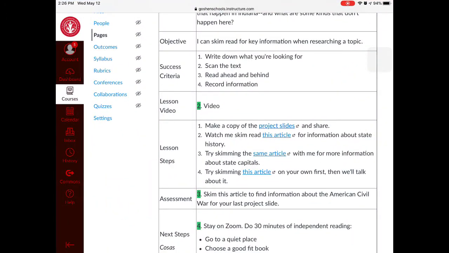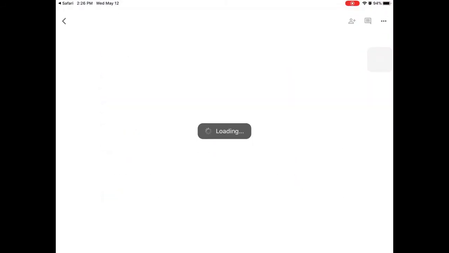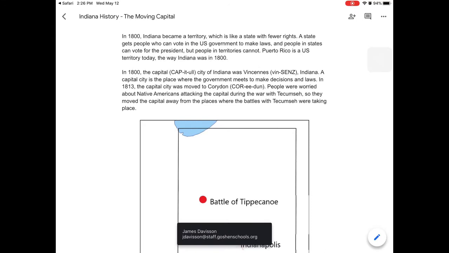Watch me skim read this article. Now I'm going to click on the article. And I've got what I need to find on my paper here, so I don't have to go back to my slides and look it up. It's all right down, and all I need to do is look. So I'm looking for what number state Indiana was when it entered the Union.